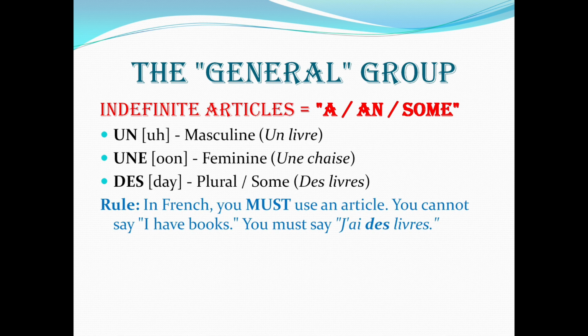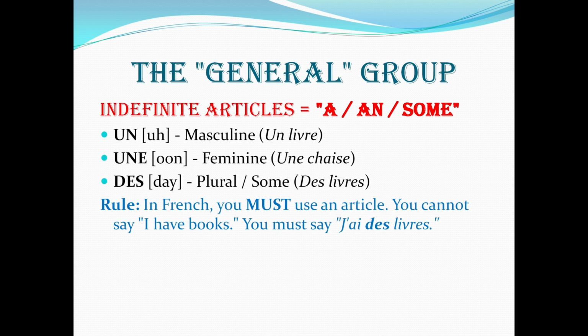And then we have des. We have des, D-E-S. This is the one English speakers always forget. In English, we can say I have apples, but in French, we cannot leave the noun naked. You must say j'ai des pommes. J'ai des pommes. I have some apples. Des basically means some, or more than one.